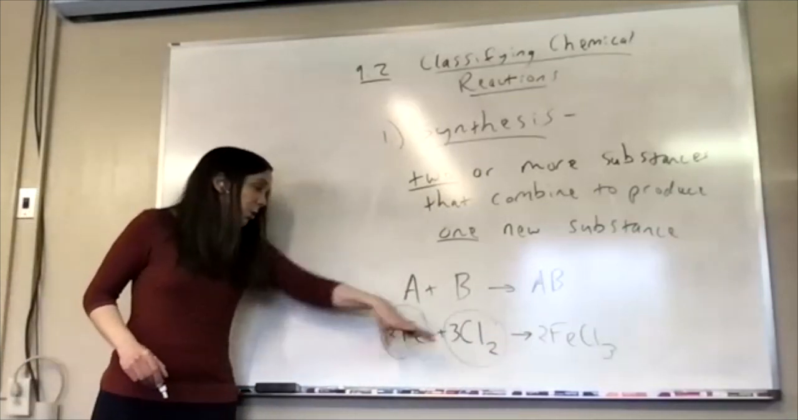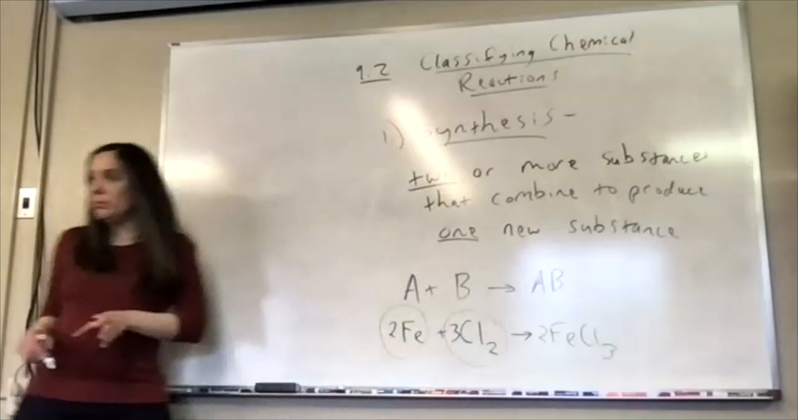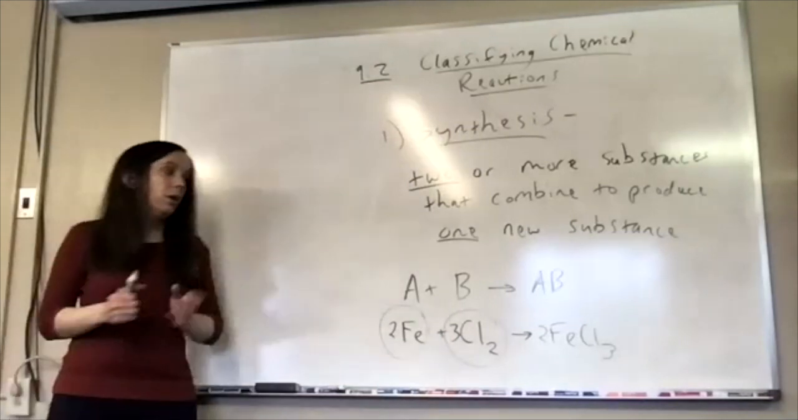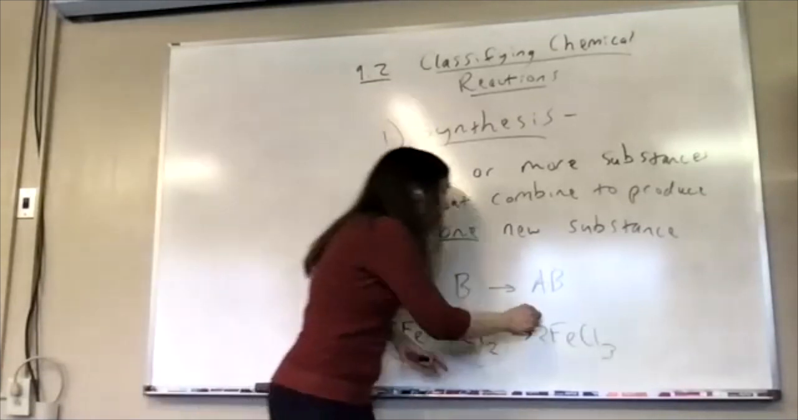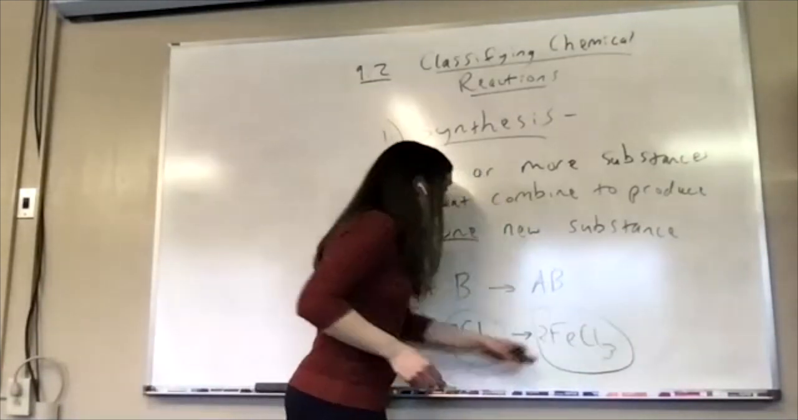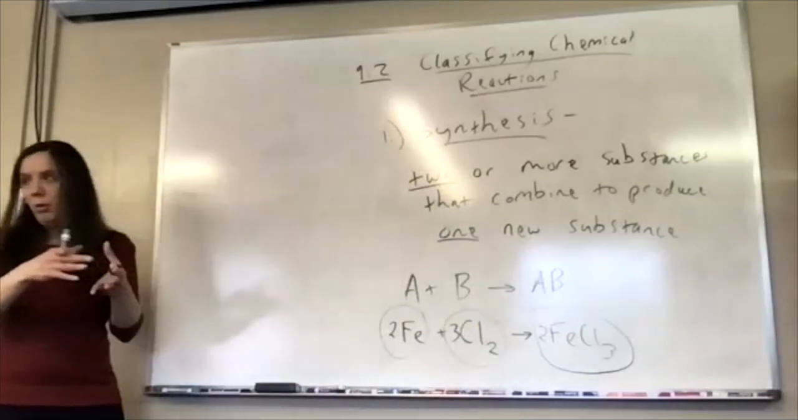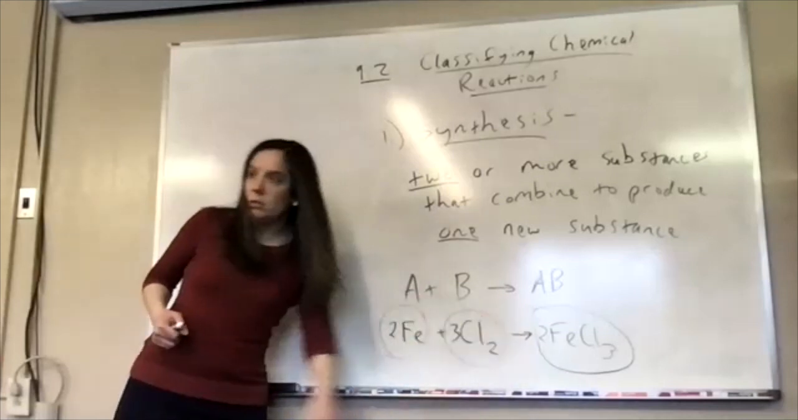Now, even though you have a total of 5 on this side, you have 2 molecules of Fe, 3 molecules of Cl2. You have 2 different kinds of molecules. So that's what we mean when we say 2 or more. We have 2 kinds, and that goes to form one kind. So even though you have 2 molecules of FeCl3 on the right-hand side, you only have one kind of molecule, and that's what they mean. You have 2 kinds going to one kind.